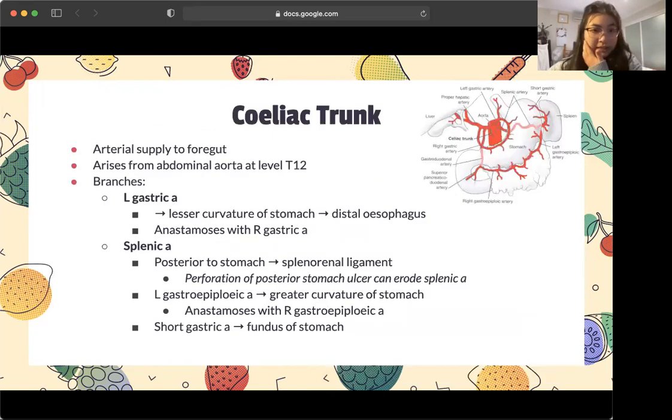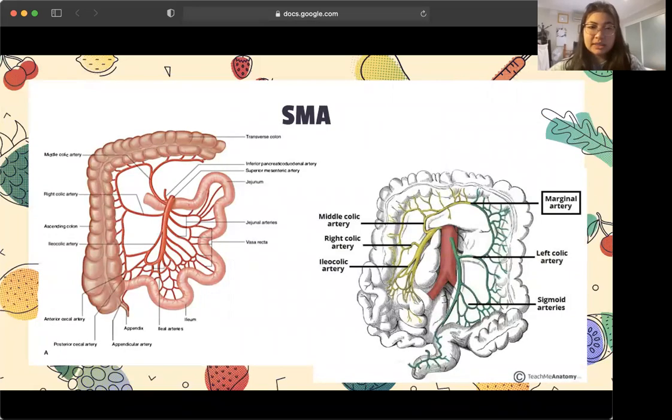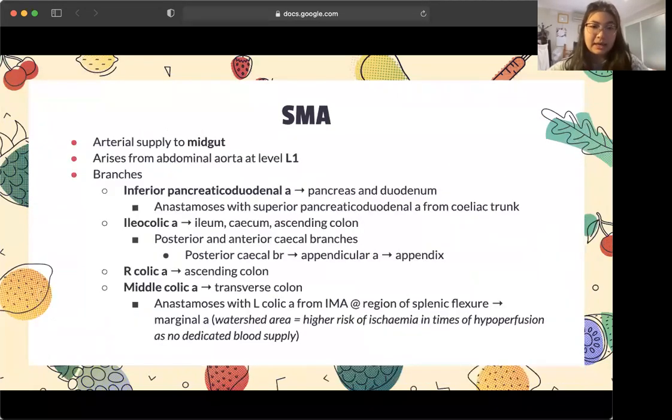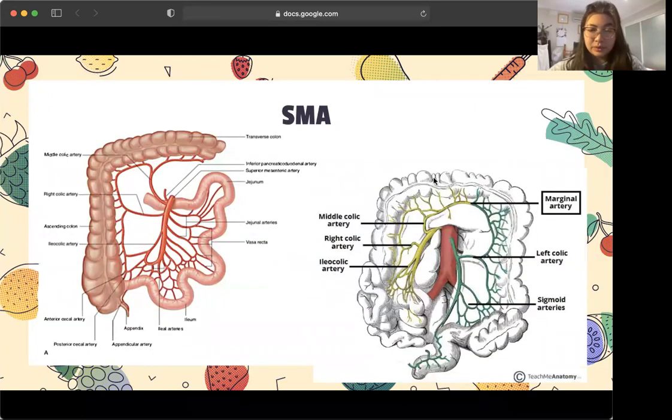So the celiac trunk, arterial supply to the foregut, comes off the abdominal aorta at T12, versus the SMA, which is classically arterial supply to the midgut, comes off at L1. Again, all the info is on the slide here. I'm mainly going to be talking about the middle colic artery and how it relates to clinical pathology, because we've got the middle colic artery that comes off the SMA and it anastomoses with the left colic artery, which comes off the IMA at what they call the marginal artery.